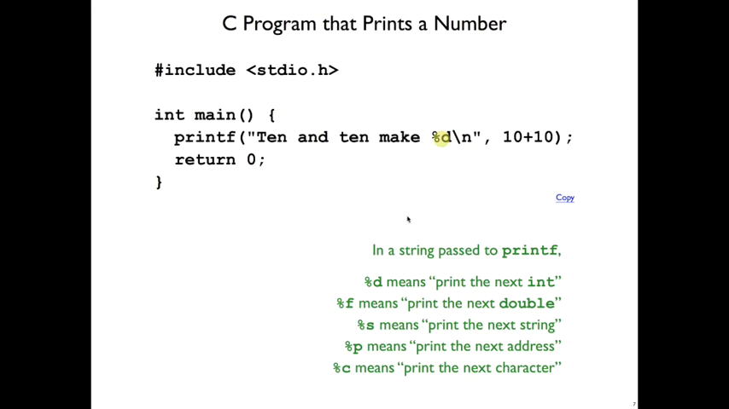Other things that can go after % include f, which means print the next double, floating point number. S means print the next string. P means print the next address, and we'll talk about addresses in a little bit. C means print the next character.